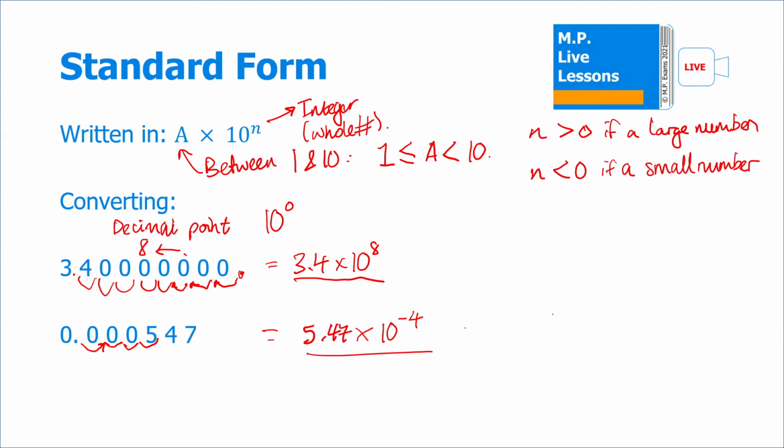So to recap, if it's a large number, our power would be positive. If it's a very small number, our power would be negative. And the actual number would be how many times we move the decimal point to the left or to the right until we got a number that's between 1 and 10. If you're asked to round, you would round this portion here.